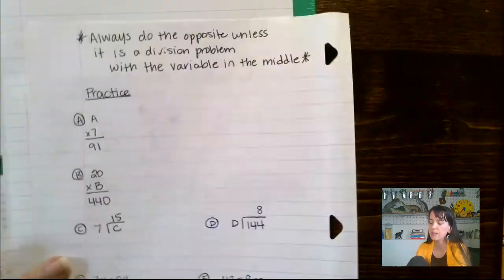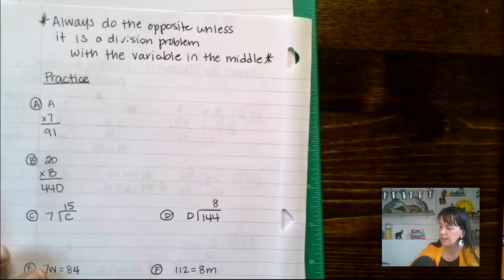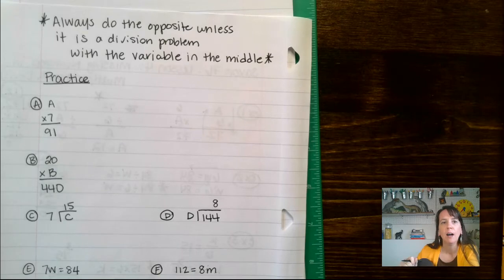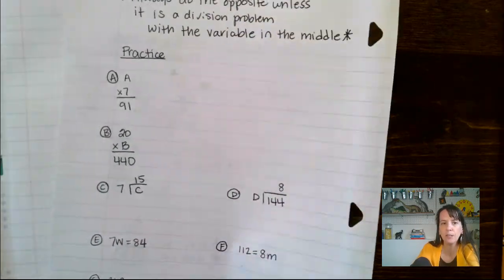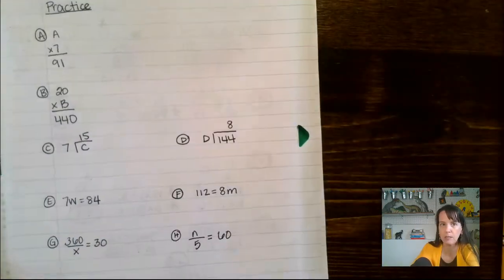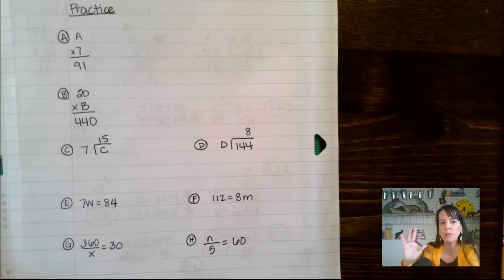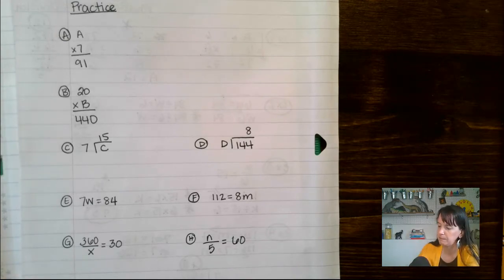So again, always do the opposite unless it's a division problem with the variable in the middle. Division or subtraction, because we talked about that in the last one. All right, but these are the practice problems. Go ahead and pause. Let me get these all on the screen here. Pause those, do those, come on back, and we'll talk about them.